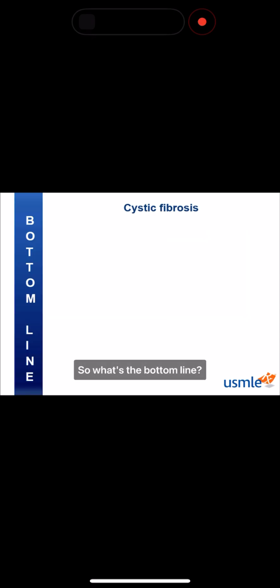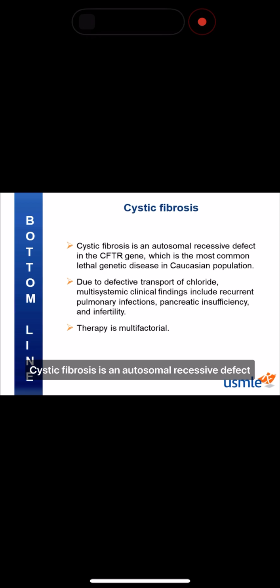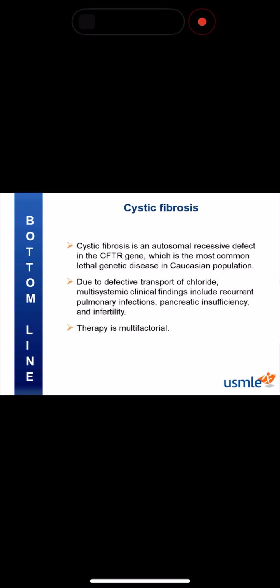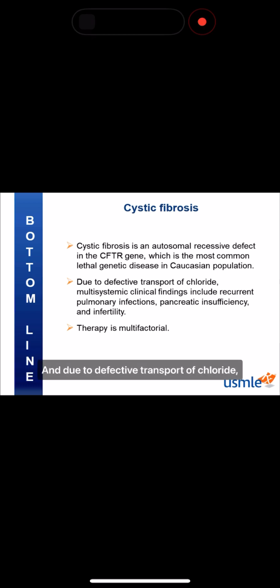So what's the bottom line? Cystic fibrosis is an autosomal recessive defect in the CFTR gene, which is the most common lethal genetic disease in the Caucasian population. And due to defective transport of chloride, there's going to be multisystemic clinical findings that include recurrent pulmonary infections, pancreatic insufficiency, and infertility. Therapy is multifactorial.